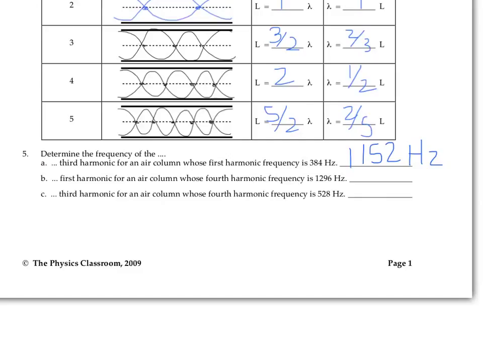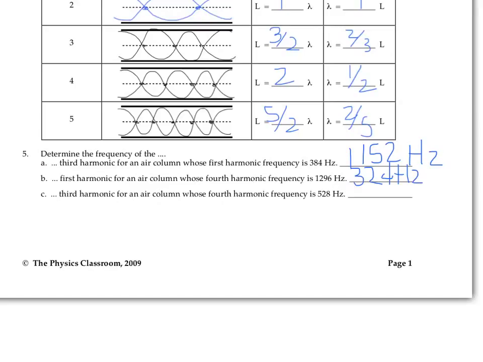For part B, we have to do something similar, but just in reverse. We're told the fourth harmonic frequency is 1296, and we're looking for the first one. The first one has to be 1/4 as much as the fourth one. So if you take 1296 and divide it by 4, you get 324 for your fundamental or first harmonic.